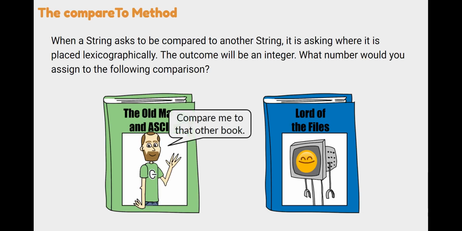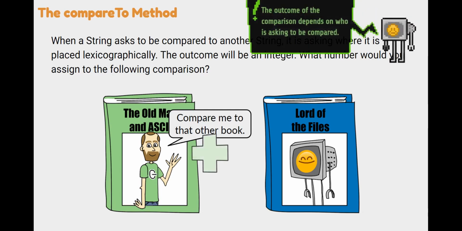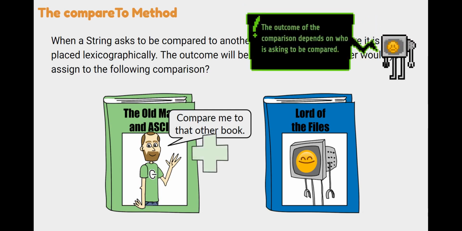So if the Old Man in ASCII asked to be compared to the Lord of the Files, what number would you return? Whatever number you thought, it should be a positive number. Because the Old Man in ASCII will be put on the shelf after Lord of the Files, sometime after it. It shows up later. You have to plus some spaces to get there. Now, the actual number we will see in a little bit. The thing that we are paying attention to now is that the outcome of the comparison depends on who is asking to be compared. Which book is calling out whom?